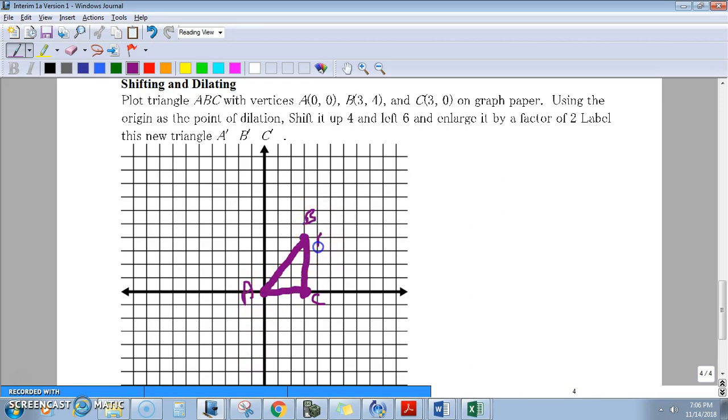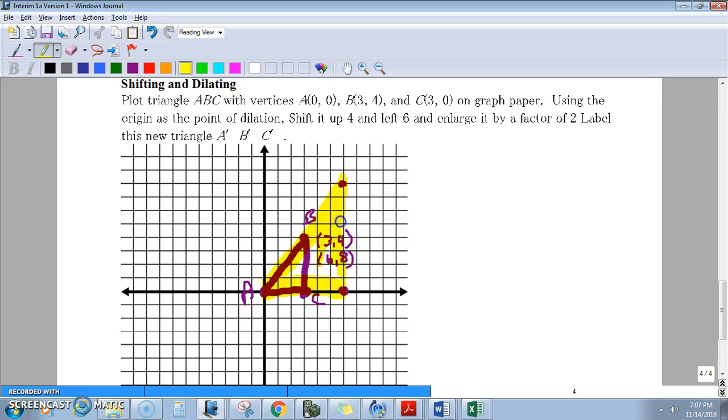B, on the other hand, was 3, 4, and it becomes 6, 8. So I need to go over 3 more and up 4 more. So this is my new point here. And C just is going to double here. So this is 6, 0 here. So my new triangle is this one here, right?